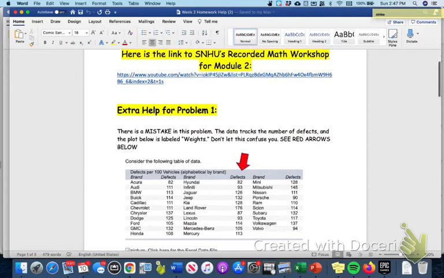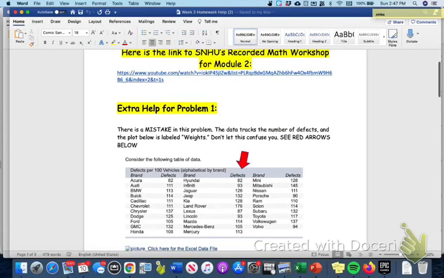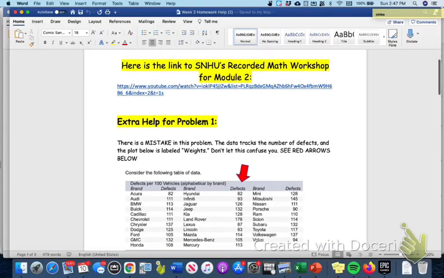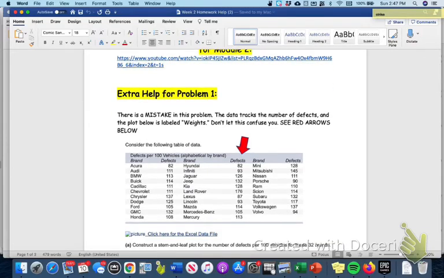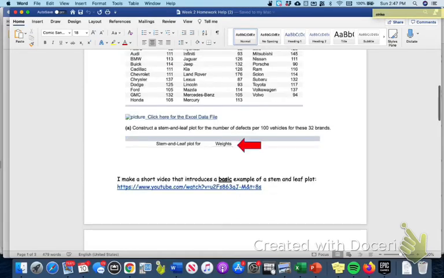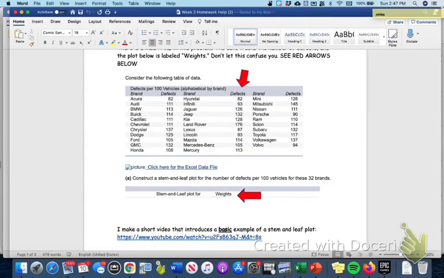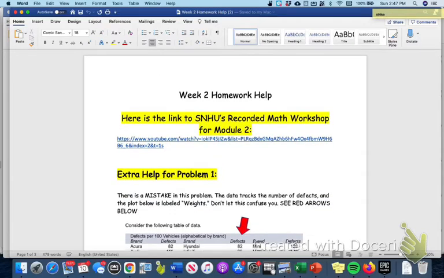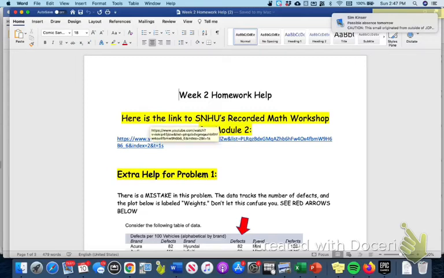So for example, here's another reminder where I said there's a mistake in the problem, that it should say defects instead of weight. And I've made videos to outline an example that is just like that. I do that for every single weekly homework assignment. You will see at the top a link that provides something really helpful. I wish they still did it.